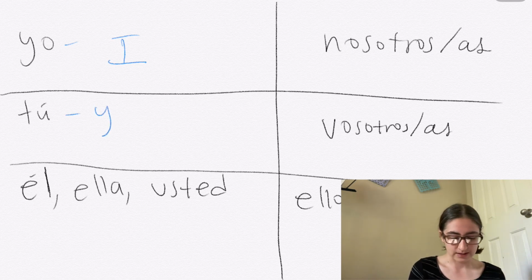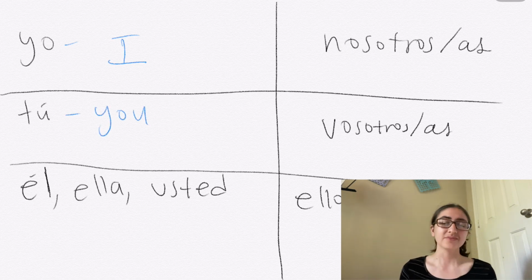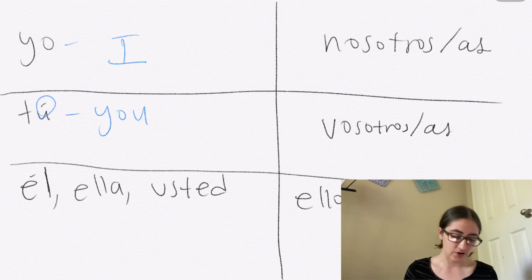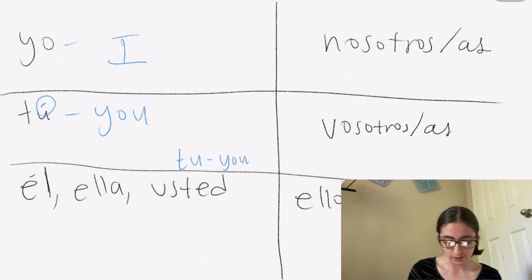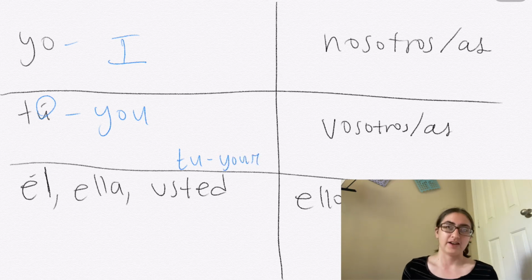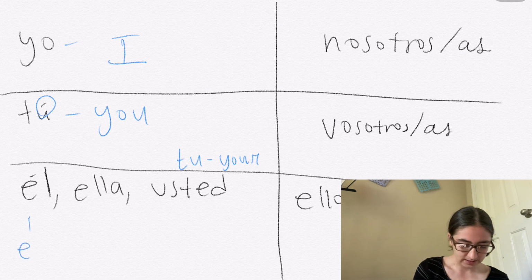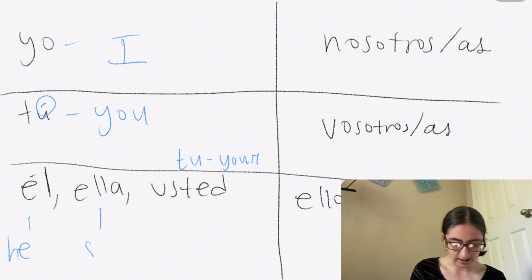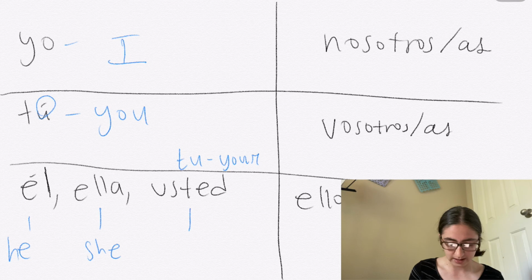Tú means you. Notice there is an accent over the u. If you take that off and just say tu, that means your. All right, next. Él means he. Ella, she, and usted is you, formal.